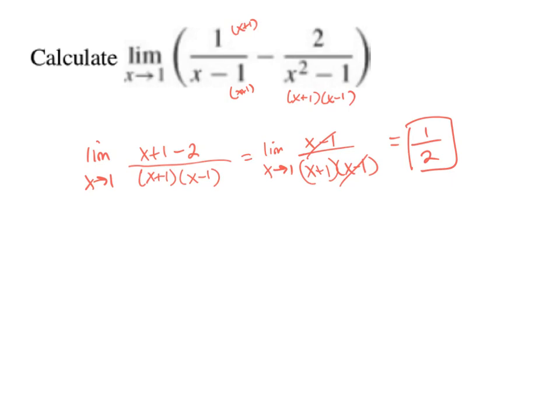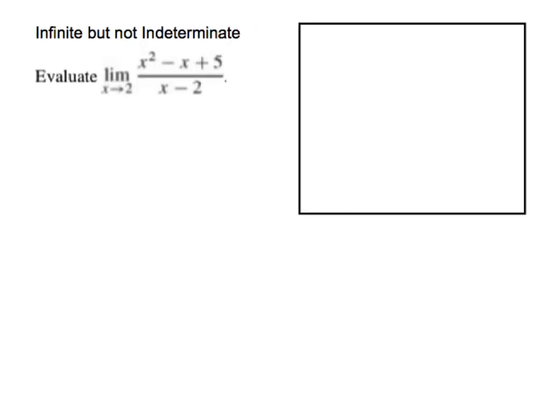Okay, one more example. I want to point out an example where something can be infinite but not indeterminate, right? So remember how I said 0 over 0 is indeterminate, but another number over 0 is not indeterminate. It's undefined. So before I begin factoring, I do want to do that quick mental check. If I plug 2 in, I have 2 squared minus 2 plus 5 over 2 minus 2. Well, 4 minus 2 is 2. That's 7 over 0.